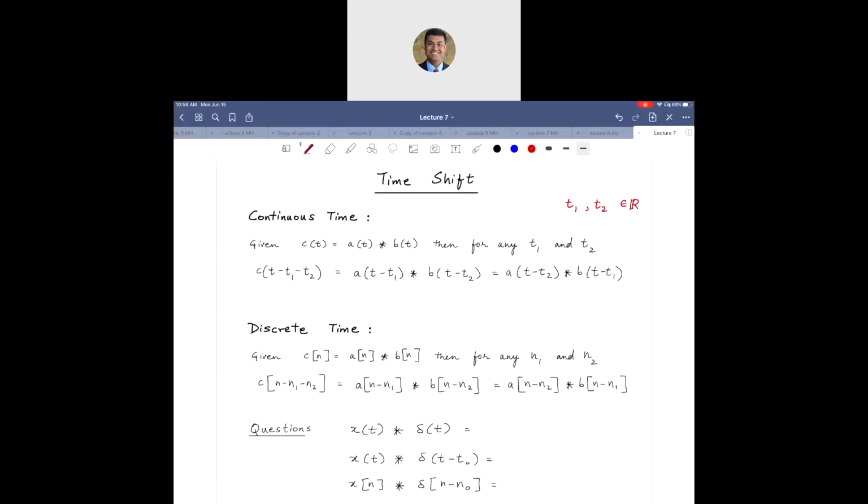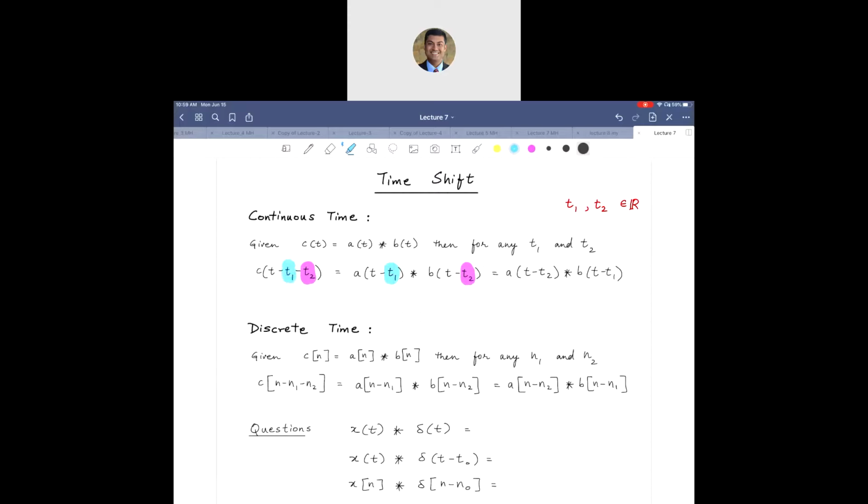If that is the case, if you shift A by t1 and if you shift B by t2, the result is shifting of the output by the sum of t1 plus t2.